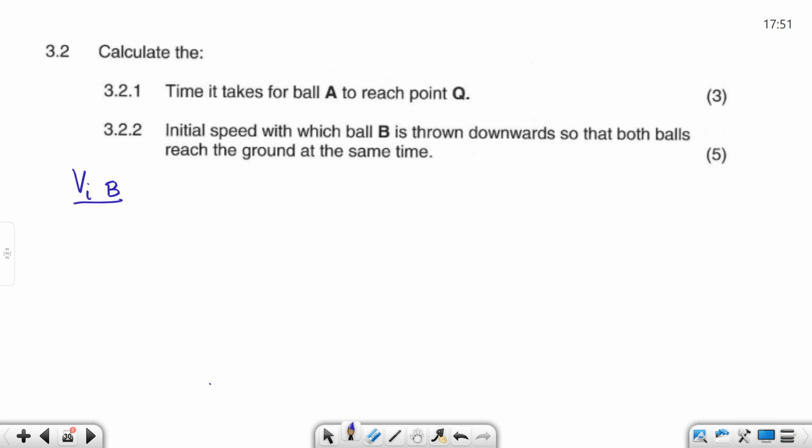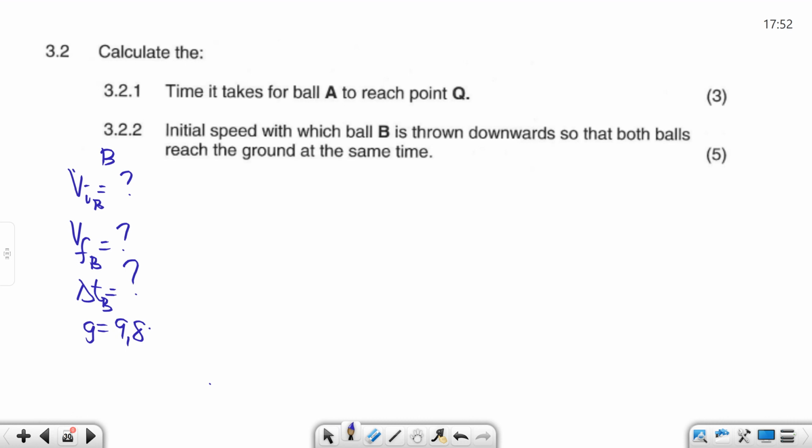What do we know about ball B? Do we know the initial velocity of ball B? Okay, check this. Let me write B here. We don't know. Do we know the final velocity of ball B? No. Do we know the time that ball B used in travel? No. But do we know g?